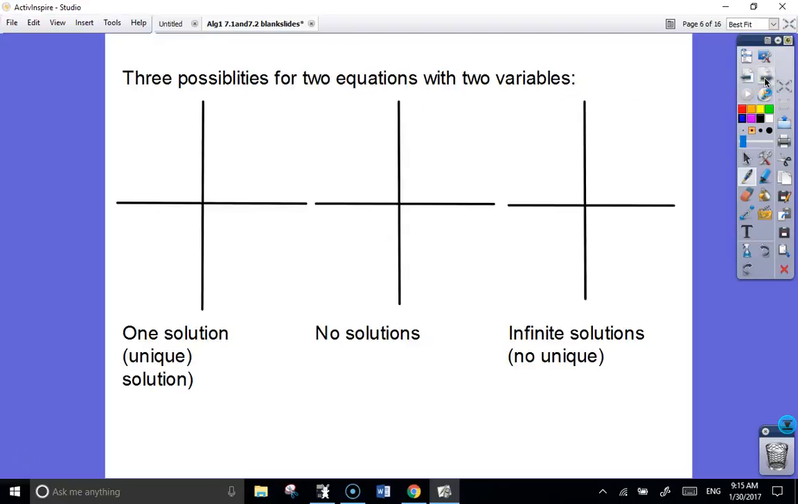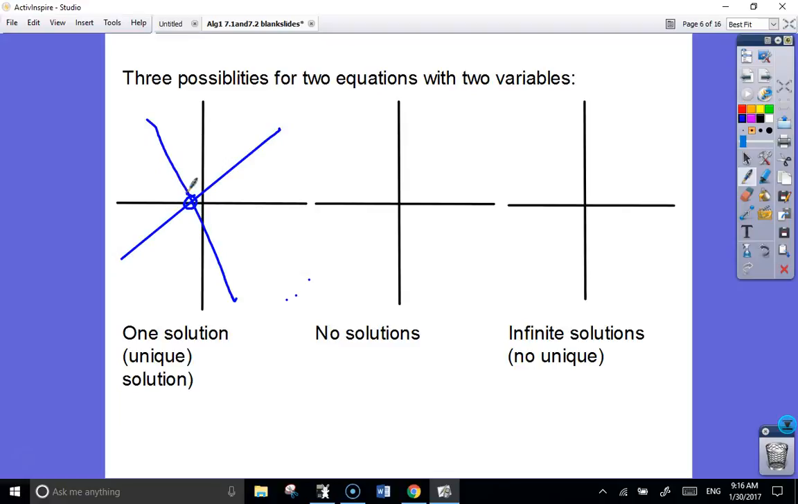Okay, so there's 3 possibilities. If we're talking about systems that have 2 variables, 2 equations, that means we can graph them in the coordinate plane on an x and a y axis, then there's 3 possibilities, right? One is they intersect at a point. Something like that, right? One unique solution.